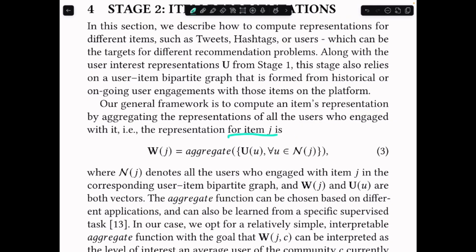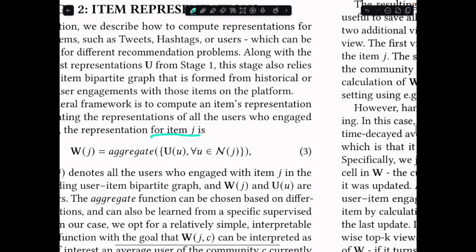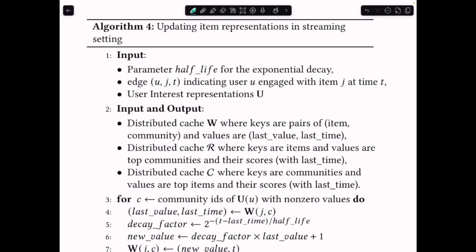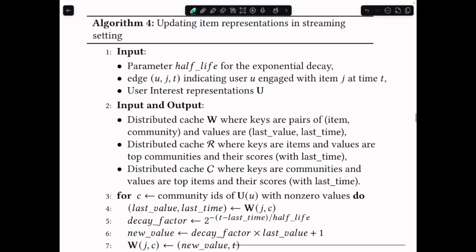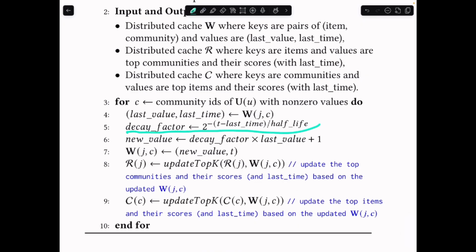Their key innovation is that they are able to do this aggregation in a streaming fashion with a specially designed decay factor. The key idea of the decay factor is that there are two dimensions to the decay. First is how recent your item is. If you look at their formula, they use the decay factor to determine how much of the previous value we should retain. Basically, if the decay factor is smaller, it will not retain much of the last value.